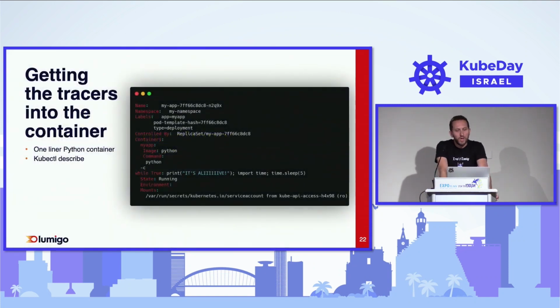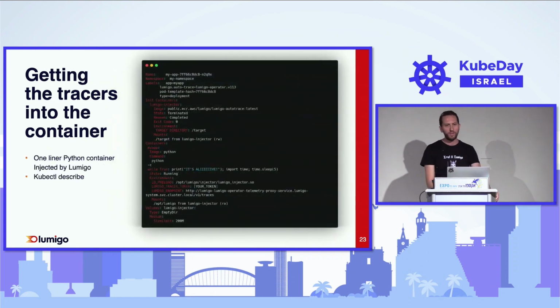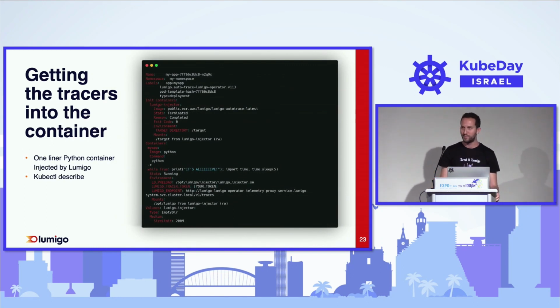Here is a kubectl describe of a one-liner Python container. Right? Very simple. Nothing special here. I cleaned it up also so it fits on this slide, but very basic. Now, once this application gets injected by the Lumigo operator with our tracer, this is how the kubectl describe is going to look. Now let's walk through the interesting components here.